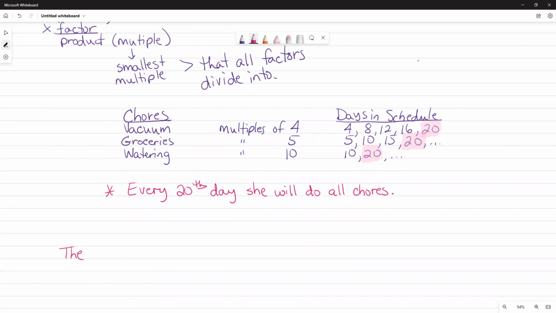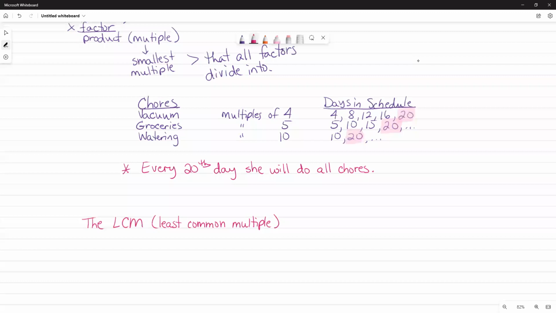So the LCM, or least common multiple, is the smallest. My pen stopped working. Hold on. Sorry, let me catch myself up here. The least common multiple is the smallest positive common multiple of the given numbers.